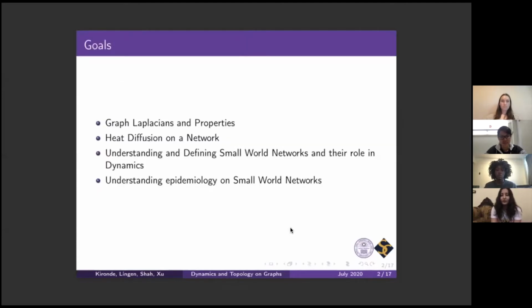Our main goals for this research were: one, to understand the even and odd Laplacian, their properties, and how they differ from each other. Two, see how heat diffuses in small worlds and use the odd and even Laplacian to solve the graph heat equation. Three, understand and define small world networks and their dynamics. And finally, understand epidemiology on small world networks using the SIR, SIS, and the zombie models.